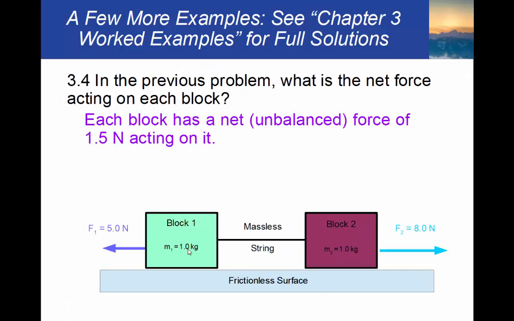In any case, if we leave these two masses at 1 kilogram each and we leave these two forces at 8 newtons and 5 newtons respectively, then each of these two blocks will have a net force of 1.5 newtons acting upon it. And in fact, it'll be 1.5 newtons from left to right.